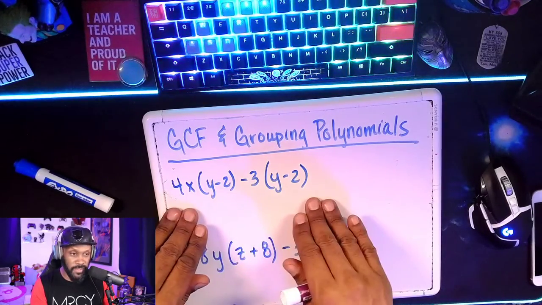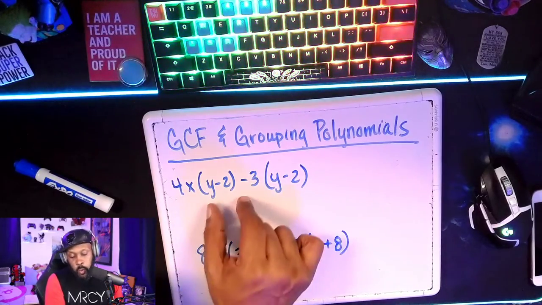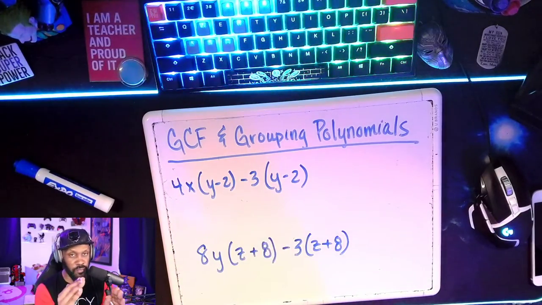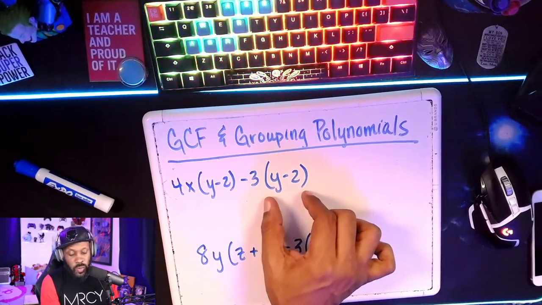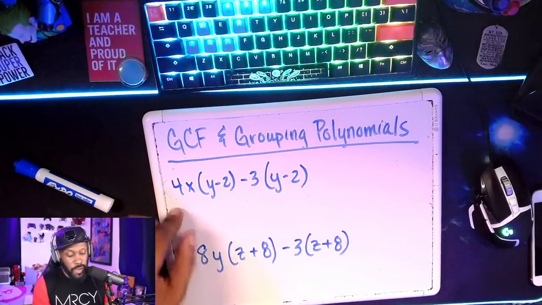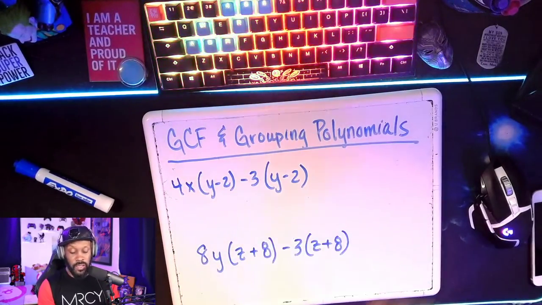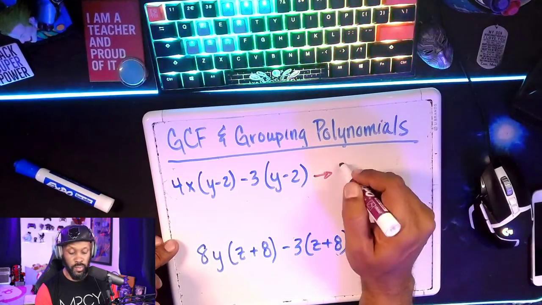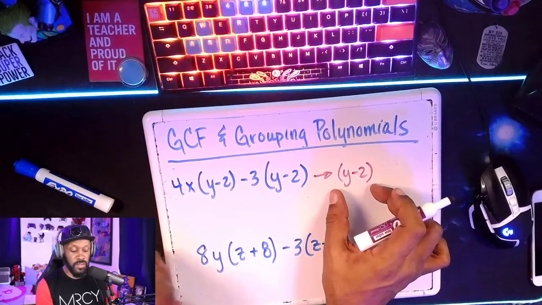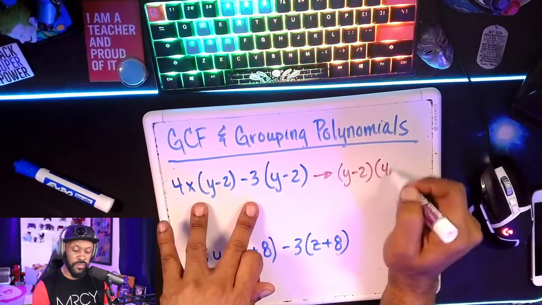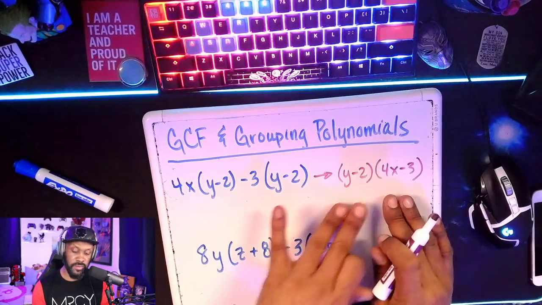So looking at this, you'll notice some things. You'll notice that this quantity, because when they're in parentheses like that, that means that is one value. This quantity and this quantity are the same. So it's like 4x is times this and negative 3 is times that. So if this is the greatest common factor, what's left over is 4x minus 3. See the connection? See how we get there.